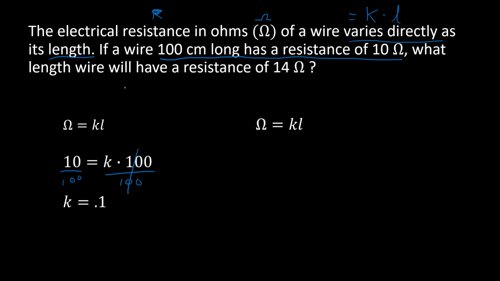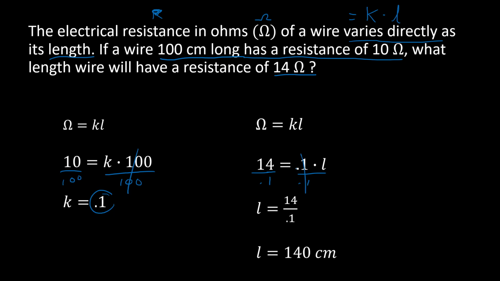So from here, I use the same equation again, plug in 0.1 for k, plug in 14 for the ohms, and then I try to find the length of the wire. So what I have is 14 equals 0.1 times L. Solve for L by dividing both sides by 0.1, and you can use a calculator if you want. But when you do that, you get a length of 140 centimeters, and that is my solution. So when you see a word problem, just use letters to represent what you are trying to find, and then set up your equation once you have that figured out.